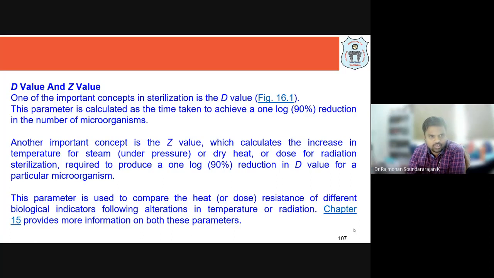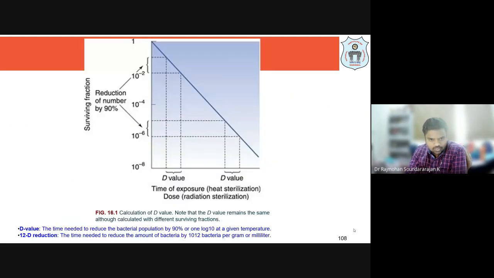What is D value? Quickly I'll recall. The D value is the parameter used to calculate the time taken to achieve a 90% reduction in the number of microorganisms. That is, the population has to be reduced by 90%, 100 to 10. That is one log we have to reduce, right? 1000 to 100. So that is what one log reduction is. So that is called D value. Okay, D value is the time needed to reduce the bacteria population by 90 percent or 1 log10 at a given temperature.